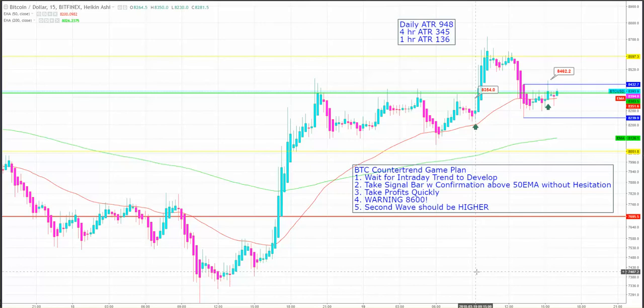If I'm doing a BTC counter trend to the upside, number one is that I have to wait for the intraday trend to develop. So what am I waiting for? I'm waiting for a cross of the 50 and the 200. That happens overnight. So I wait for my first signal, which comes in around 9:15 in the morning. Number two, take the signal bar with confirmation above the 50 EMA without hesitation.